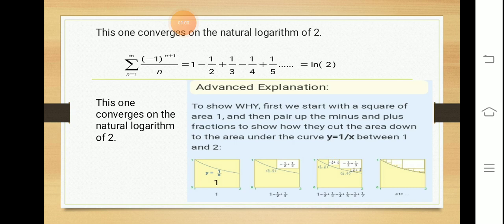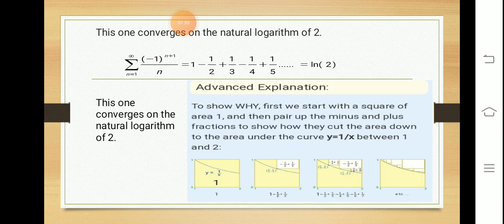This one converges on the natural logarithm of 2. The summation of n from 1 to infinity of negative 1 to the power of n plus 1 over n equals 1 minus 1 half plus 1 third minus 1 fourth plus 1 fifth, and so on, equals ln 2. This one converges on the natural logarithm of 2.